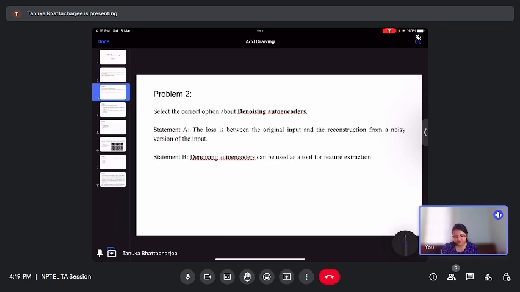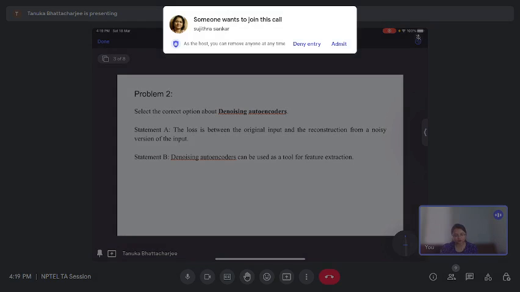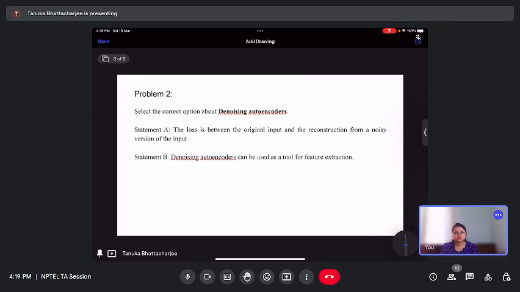Now the next one is denoising autoencoder. Same question, we have to say which one is correct. The first one is the loss is between the original input and the reconstructed output from a noisy version of the input. And second statement is denoising autoencoders can be used as a tool for feature extraction. So you have to choose the correct option.